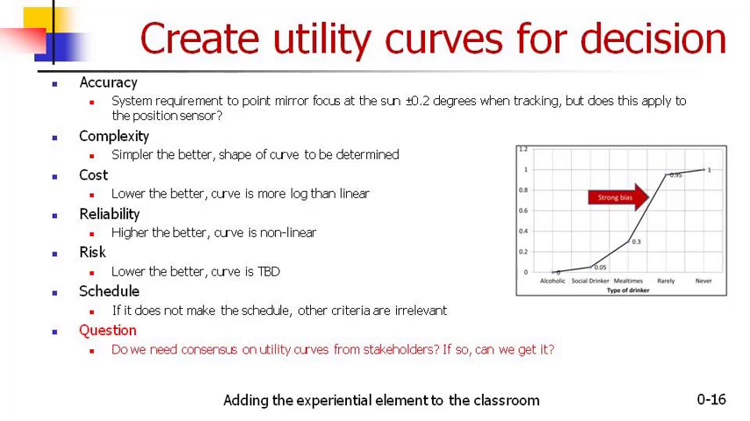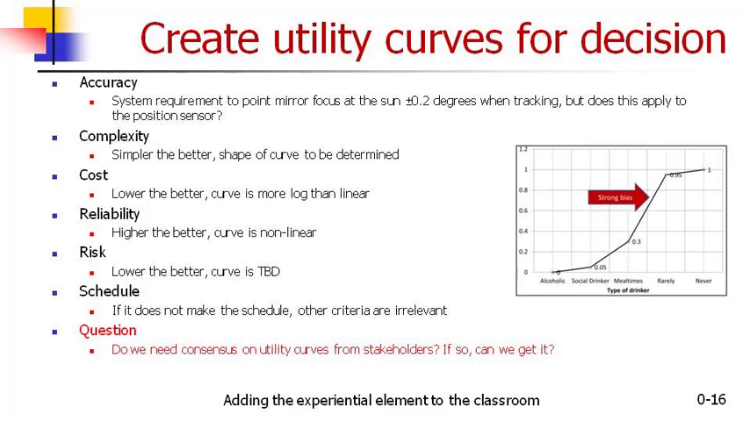Complexity. The simpler the better. So what shape of utility curve should we use? Cost. The lower the better, and the curve is probably more logarithmic than linear because we've got a lot of these things. Reliability. The higher the better. Curve is nonlinear. What about risk? The lower the better, but what kind of utility curve do we use? The schedule, that's an either or. If it doesn't make the schedule, other criteria are irrelevant.